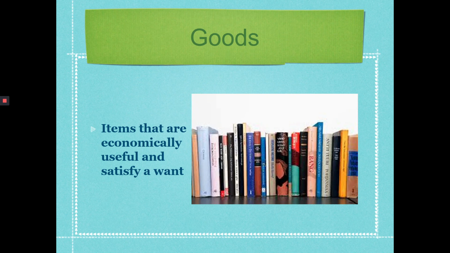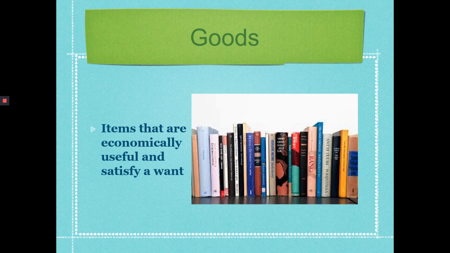Goods are items that are economically useful and satisfy a want. So somebody's got to want it. It's got to serve a purpose to somebody. It's got to be useful. Now, here's one thing that you need to remember. Just because it's not useful to you doesn't mean it is not useful to somebody else. Okay, somebody wanted the product, or there had to be some sort of demand for it, otherwise they wouldn't make the product.